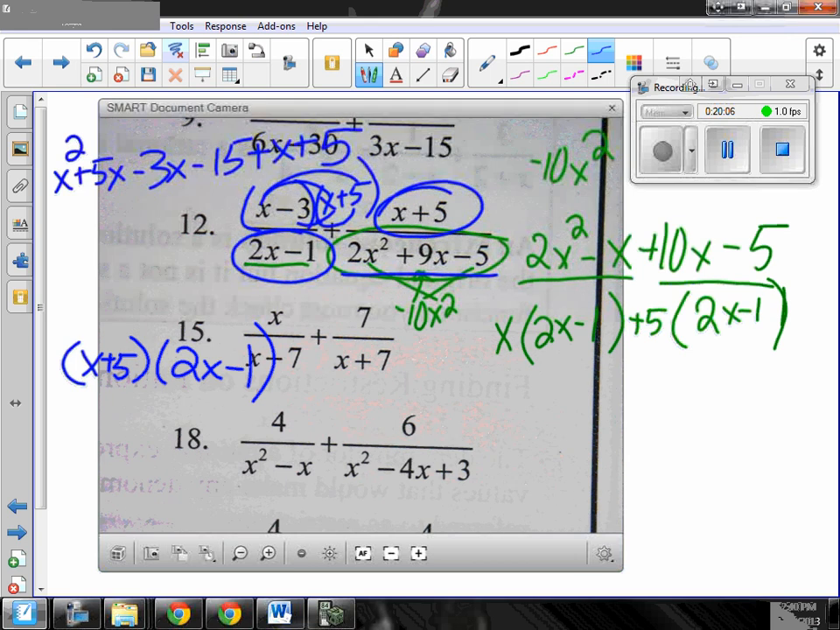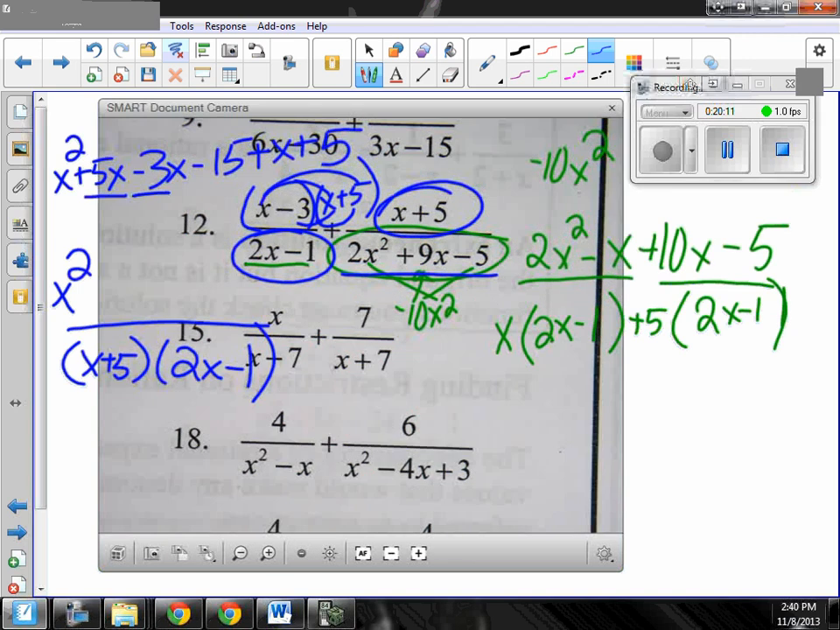Simplifying that, I get x squared. 5 minus 3 plus 1 is plus 3x. And my constant is going to be minus 10. Yes, Sadie. 5 minus 3 is 2, plus 1 is 3.